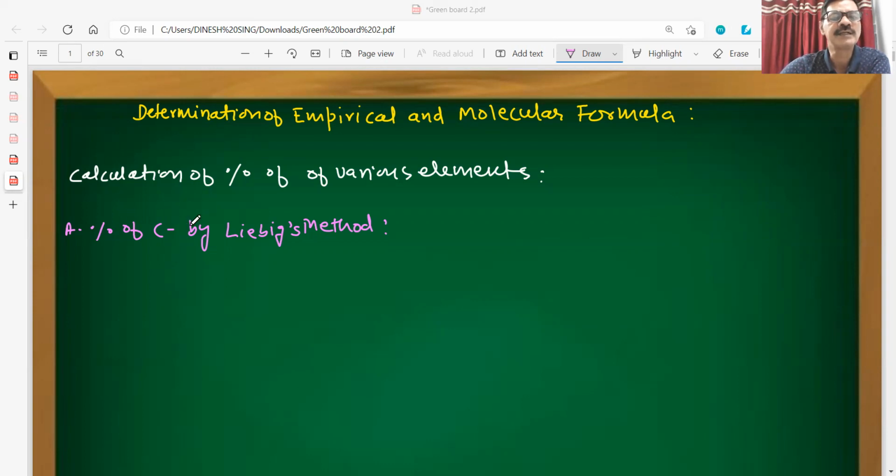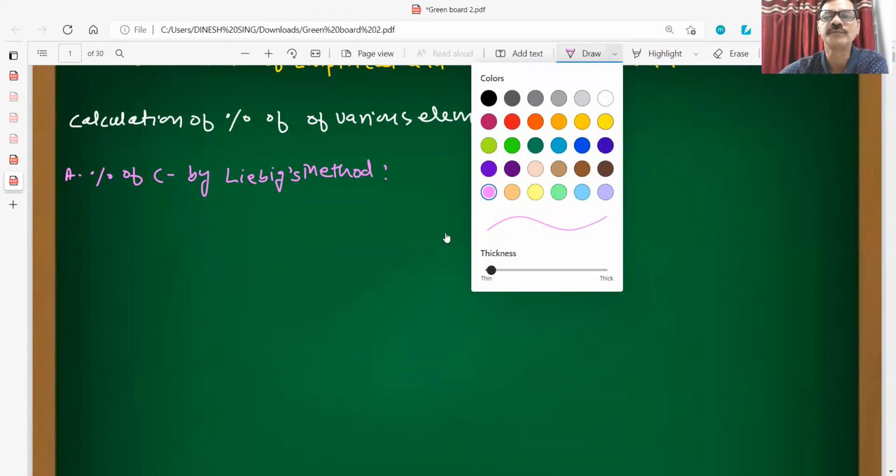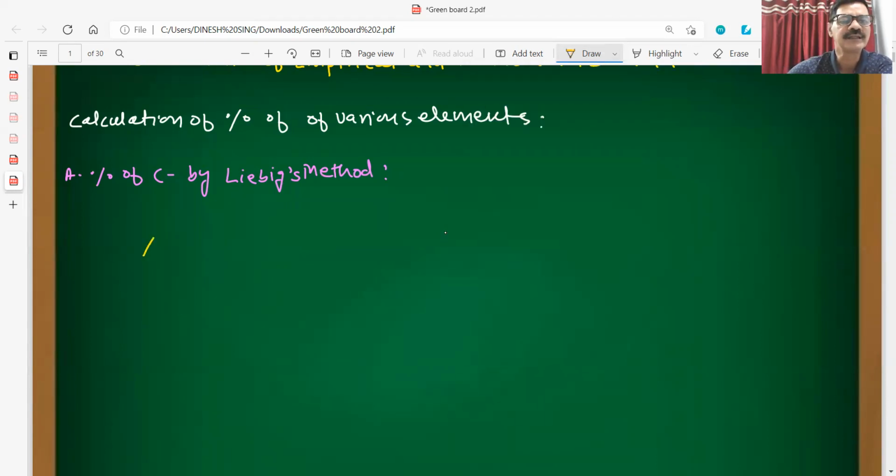first we determine the percentage of carbon, and this method is called Liebig's method. In this method, what we generally do is burn the organic compound, and whatever carbon is present there, that whole carbon will convert into carbon dioxide, and that carbon dioxide is absorbed in the solution of KOH. So we can determine the weight of carbon dioxide. Percentage of carbon will be equals to what?